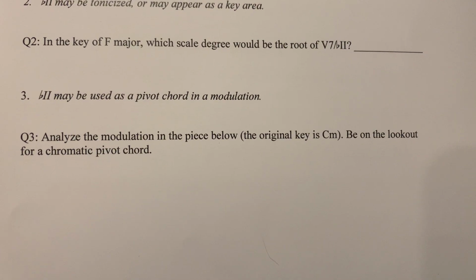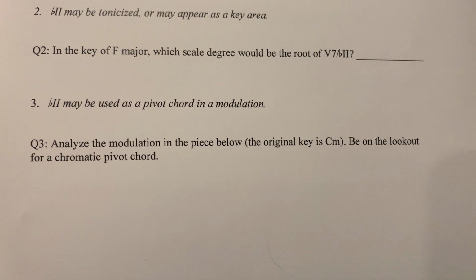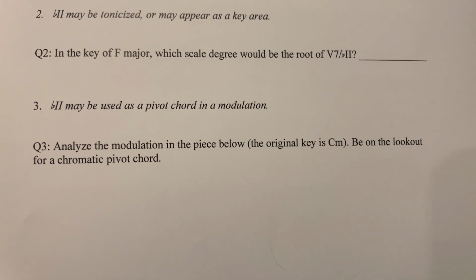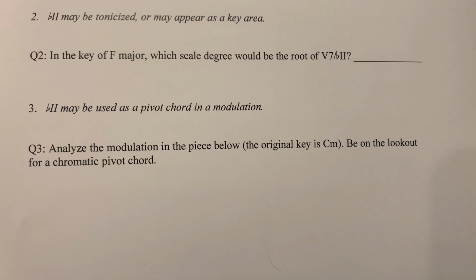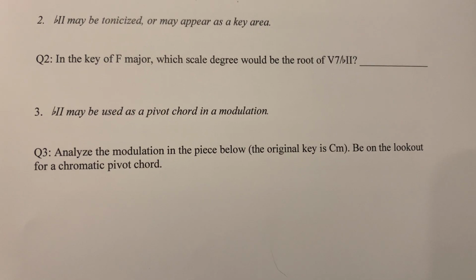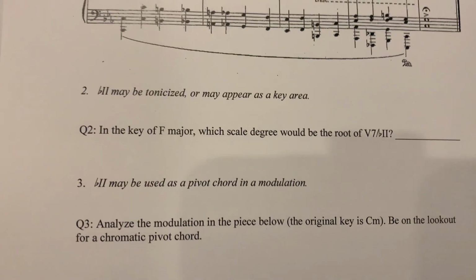Go ahead and turn to the score on the next page of the handout. I want you to analyze the modulation in this piece. The original key is C minor, and I want you to be on the lookout for a chromatic pivot chord, and as you might imagine, it's going to have something to do with the Neapolitan. All right, so turn the page.